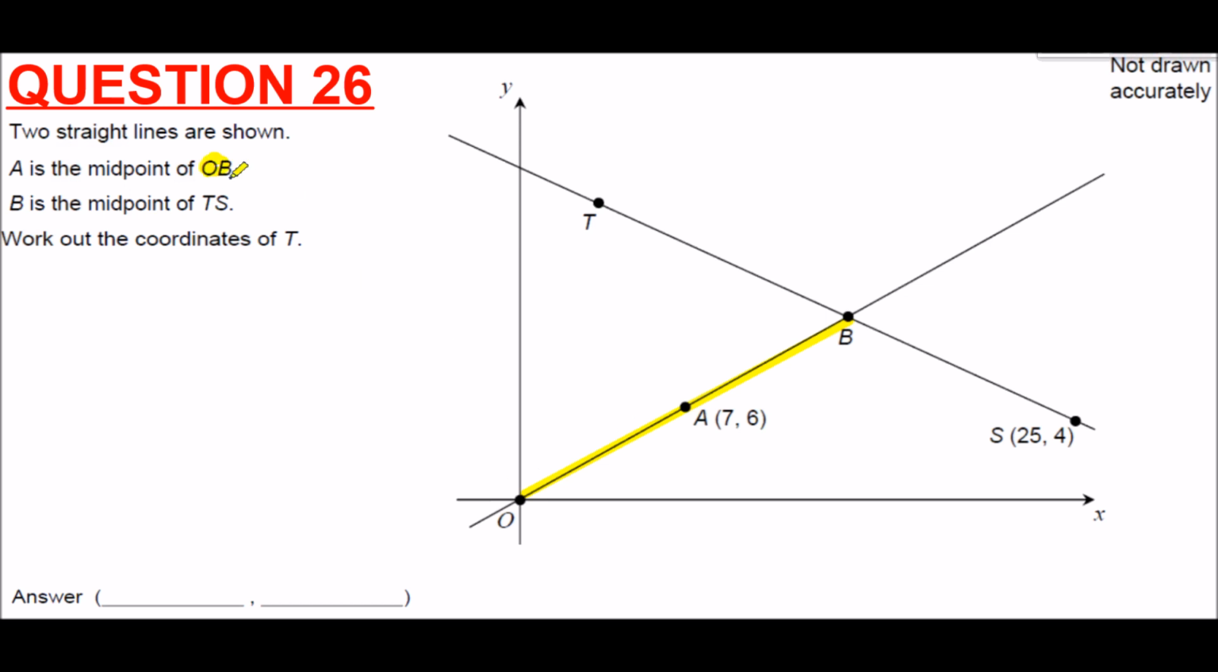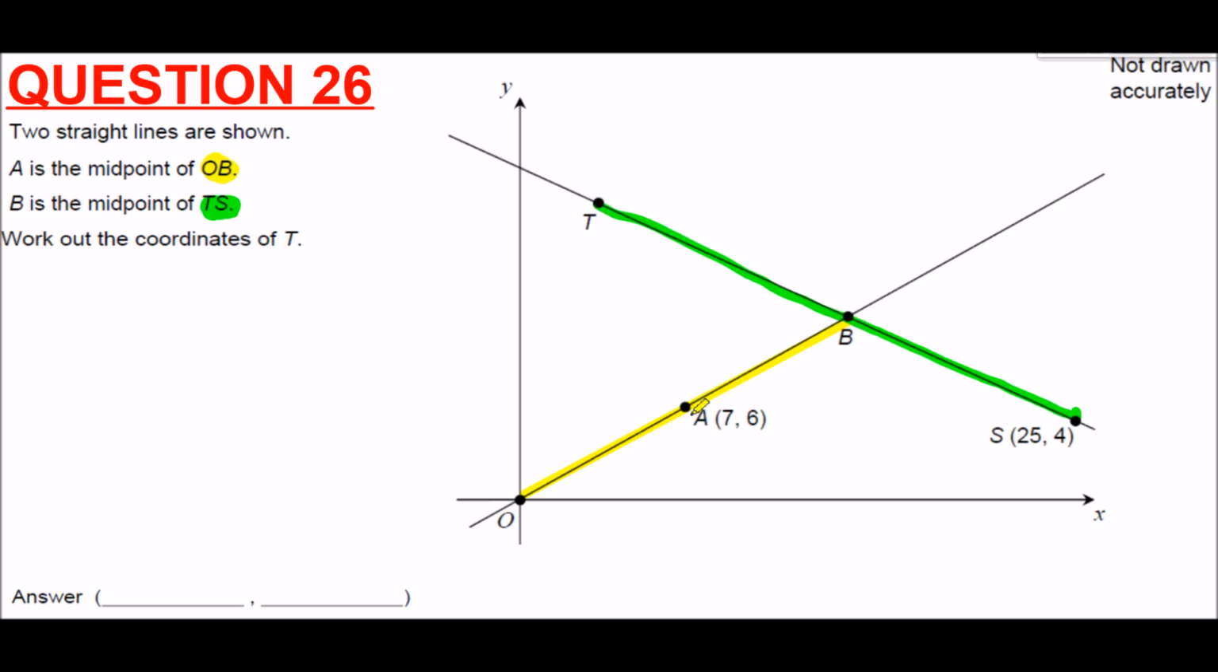It also mentions the line TS. So if I have a look at TS, TS means we start at T. Oops, I'll get a slightly thinner line for this one. So as I was saying, we start at T and carry on all the way down until we get to S. So we now need to work out the coordinates of T. So let's just take it step by step.